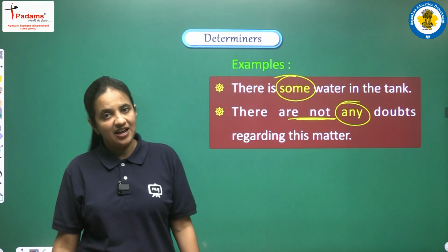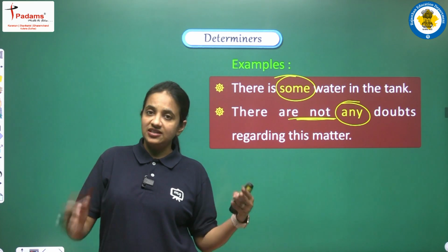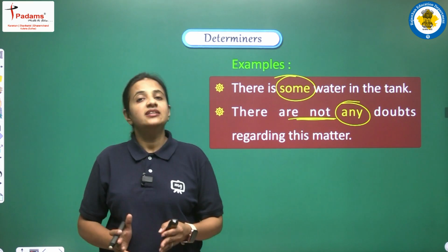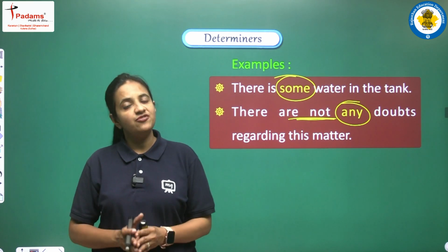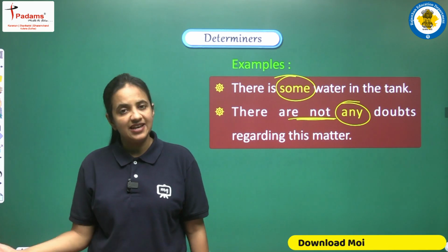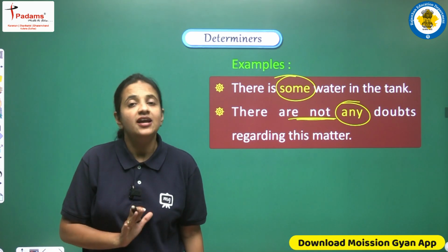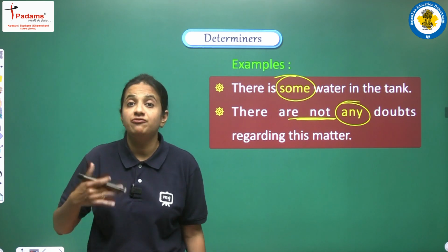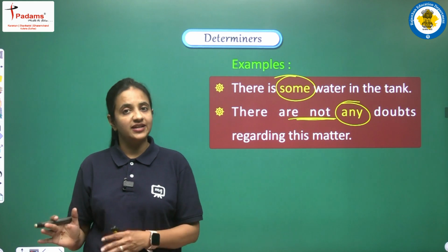Okay, so again I am revising this thing, what is the difference between some and any. If we have an affirmative sentence, then we have to use some, and if we have a negative or interrogative sentence, then in such sentences we have to use any. And yes, both the words have the same meaning, but they are used differently in different kinds of sentences.